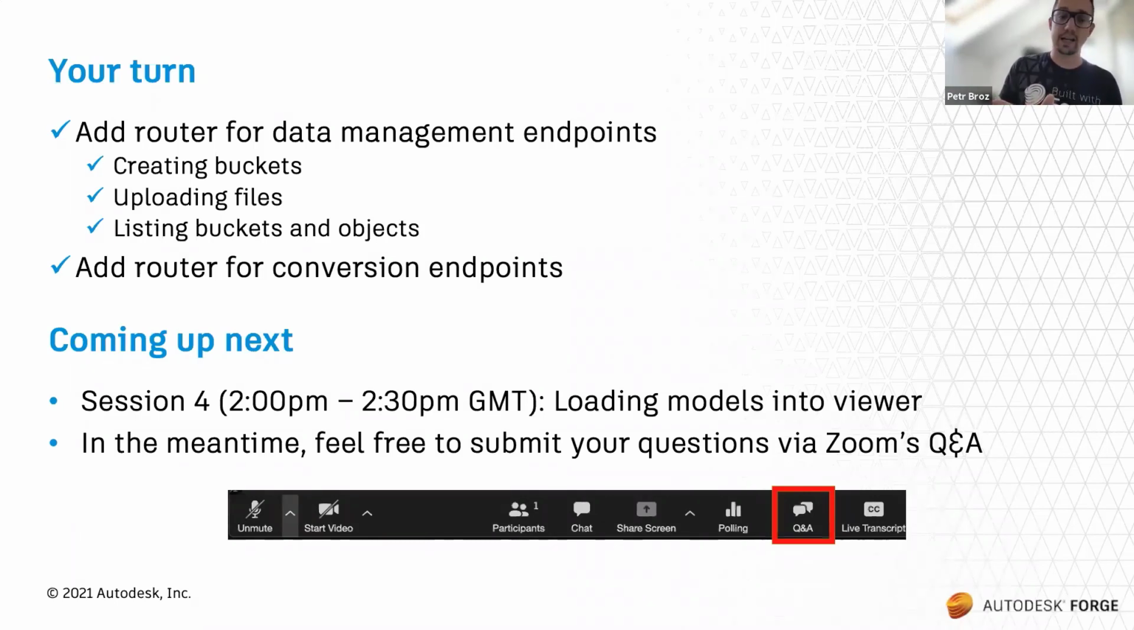All right, so it's your turn again. Now it's your part to add the OSS router to your server application that will handle the endpoints for listing buckets, listing objects inside a bucket, and uploading objects. And also create a new router for the model derivative service. So that's going to handle that one endpoint that's going to be used for starting a new translation of a specific file.